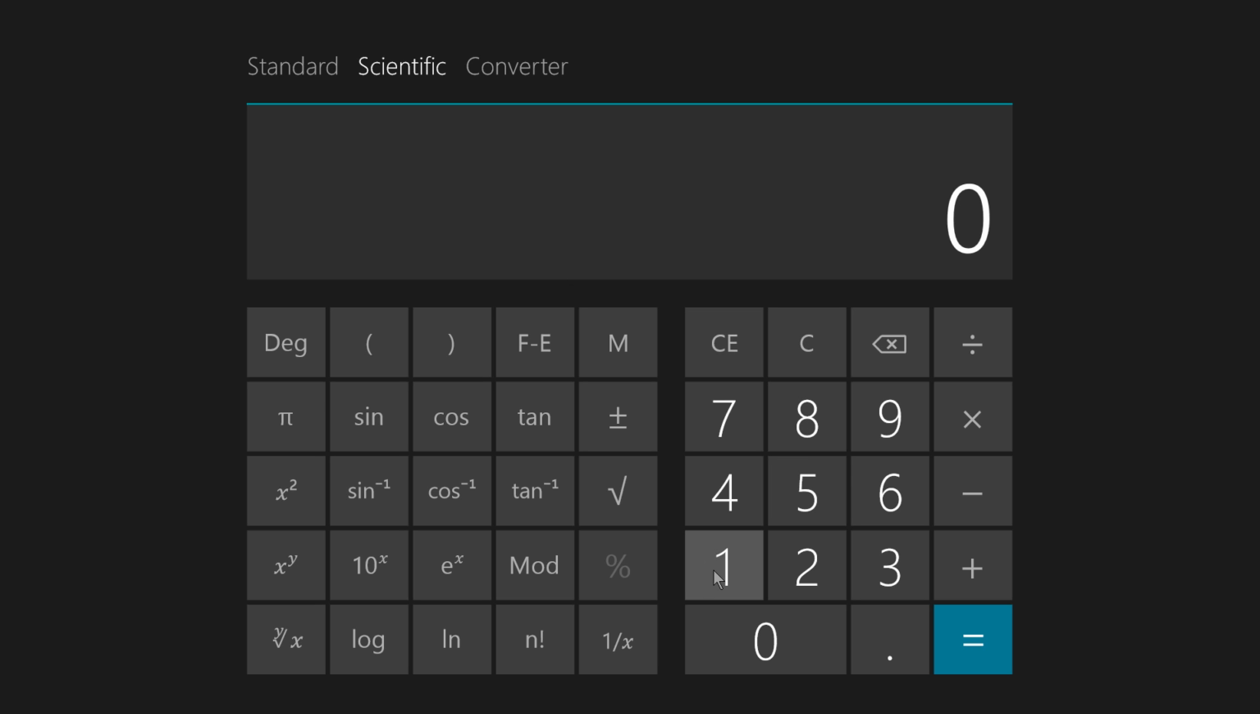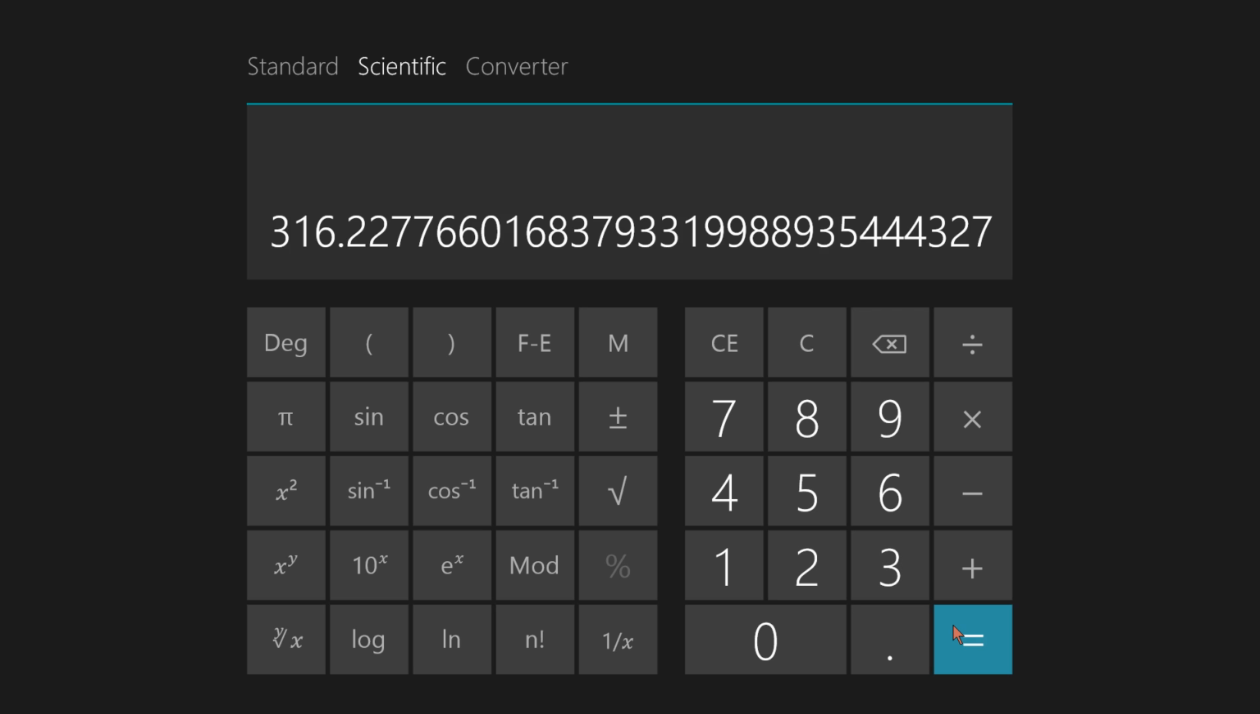Let's try 10 to the 2.5 power. Now 10 squared is 100, 10 cubed is 1,000, 10 to the 2.5 is 316 point blah without end. Well, I do the blah thing pretty good, but I haven't learned how to do it without end yet.